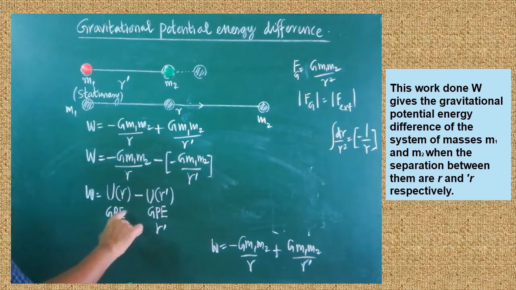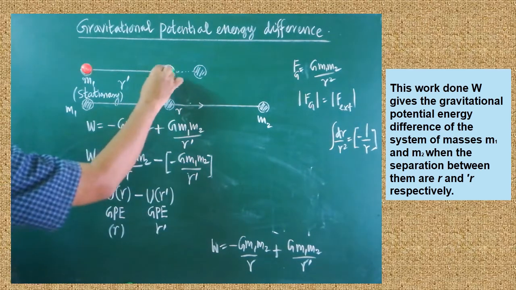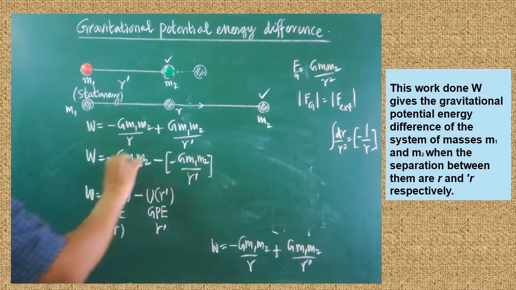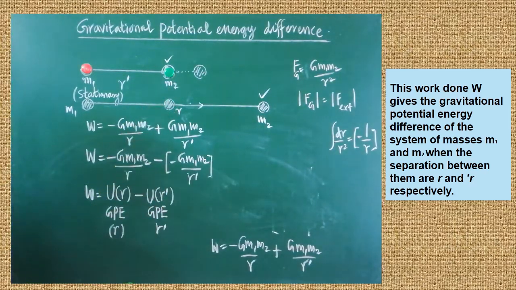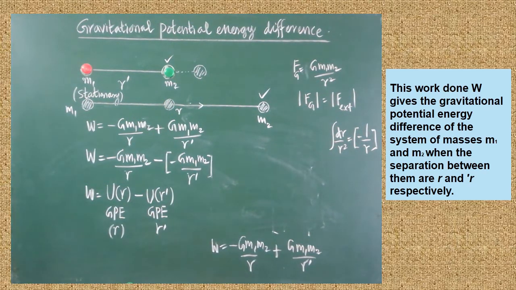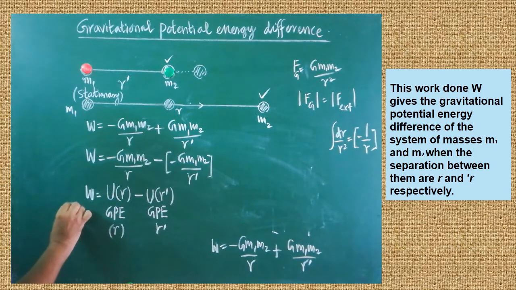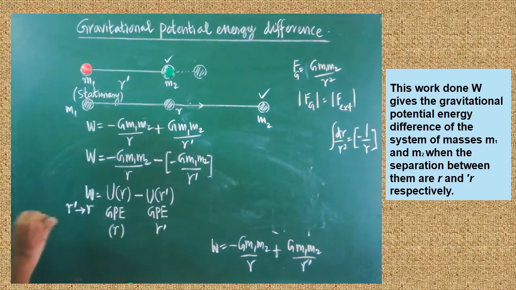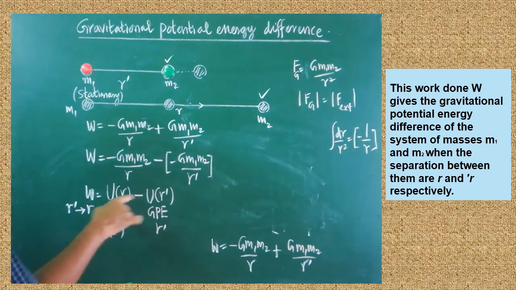Are you clear? If you calculate the difference between these two, you are able to get the work done. What work done? That is the work done in moving the object from this position to this position. That is from r dash to r. So to move the object from r dash distance to r distance, you have to do some work. I will write the explanation here. This is the work done which is required to move the mass m2 from r dash to r distance. That work done is equivalent to the gravitational potential energy difference between these two positions. Understood?